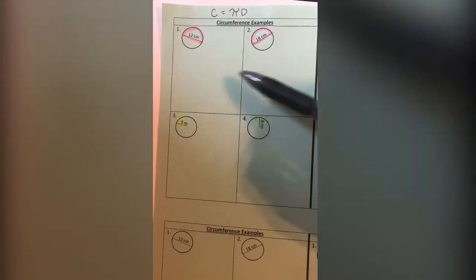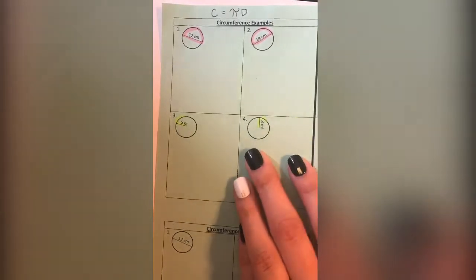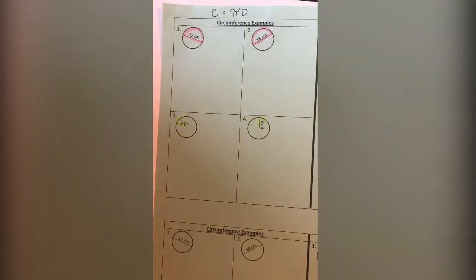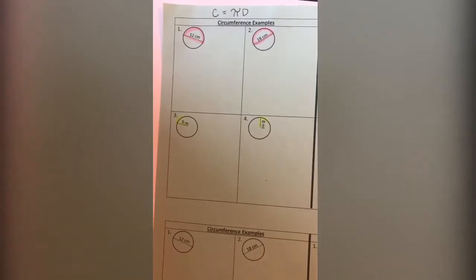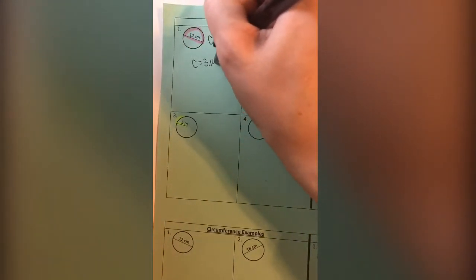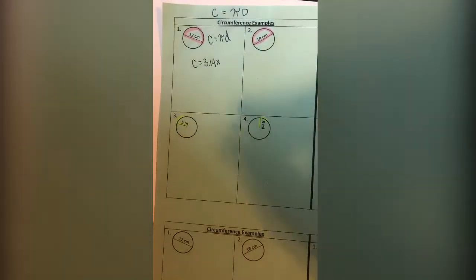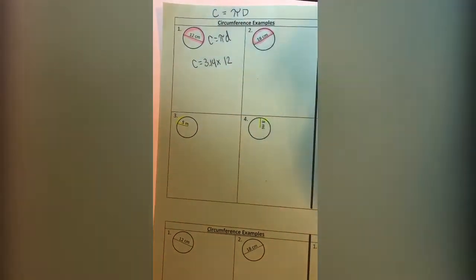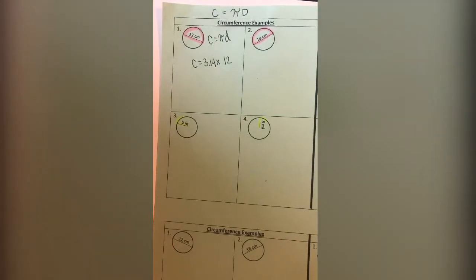So let's start with these top 2 that already give us diameter. One thing I want you to do every time, and I know that it's going to be annoying, but it will help you memorize it, I want you to write the formula. So C equals pi d. That means C equals 3.14 times whatever your diameter is, and here our diameter is 12. You will definitely need your calculator for this.